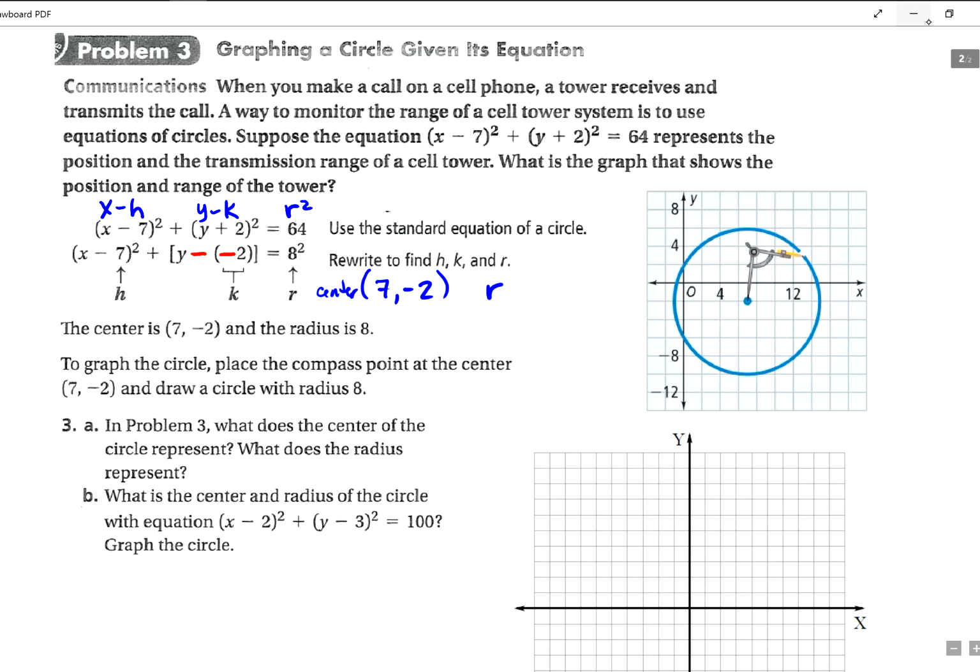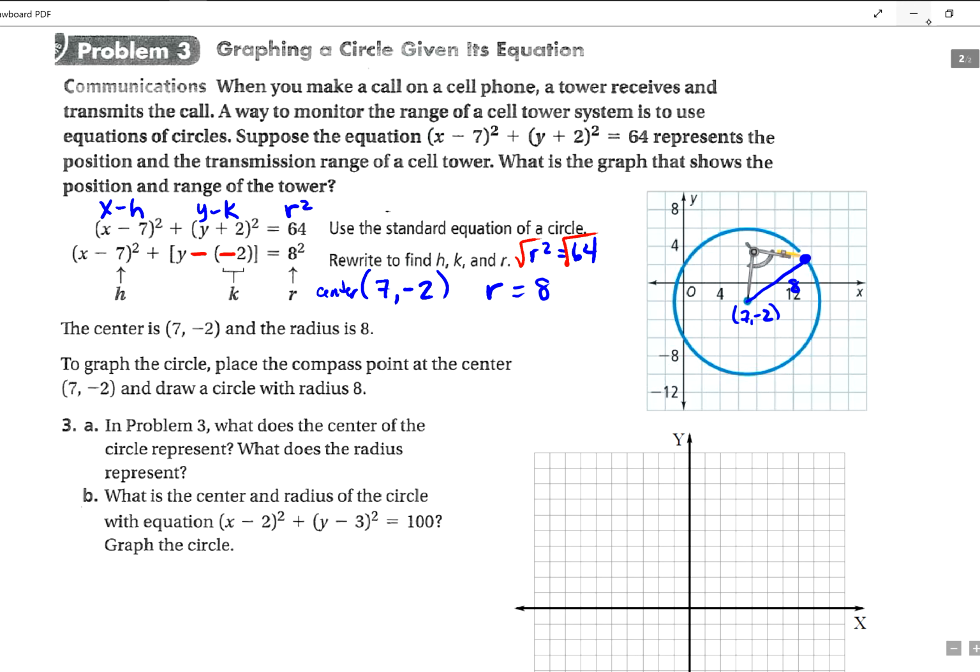and r, don't forget that r is squared. We have r squared equals 64, so we want to square root both sides, which is going to give us r equals 8 units. If we wanted to graph that, we would graph our circle with a center at (7, negative 2), and then we could use our compass to measure out a radius of 8 units, and then we would just draw a circle around it.